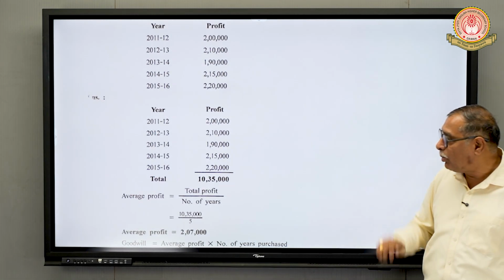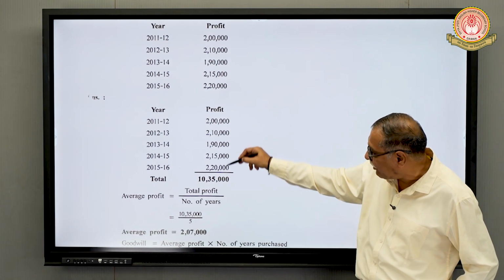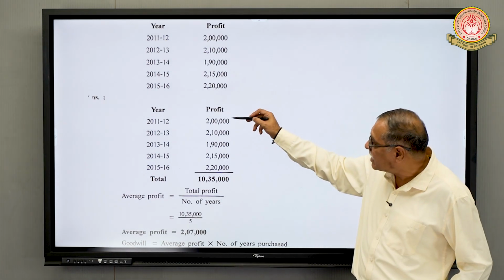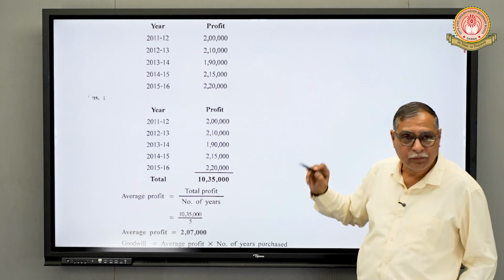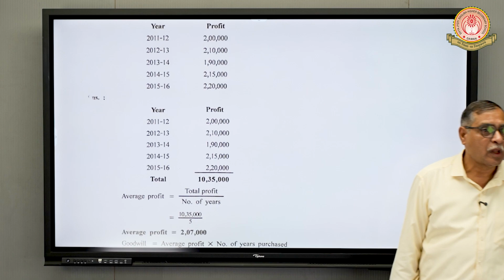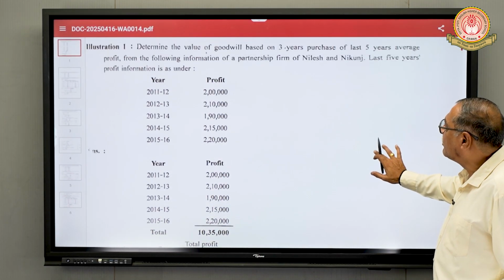So what is the formula now? Average profit is total profit divided by number of years. Number of years means 1, 2, 3, 4, 5. So you have to divide by 5. So what do you get as average profit? 2,07,000.